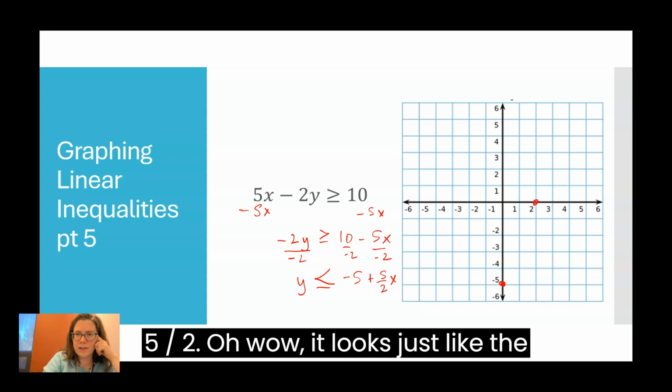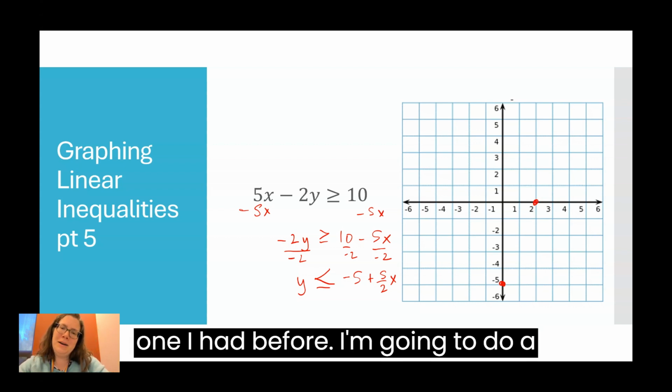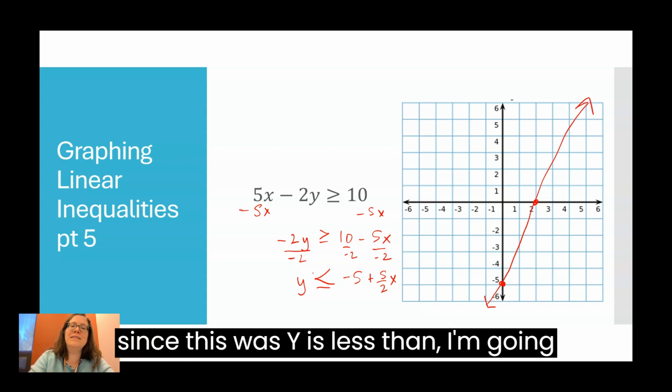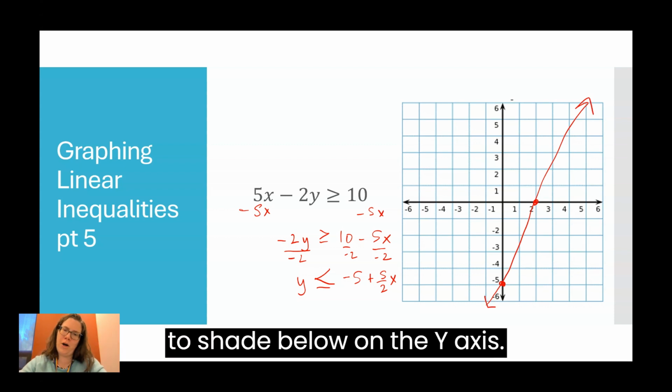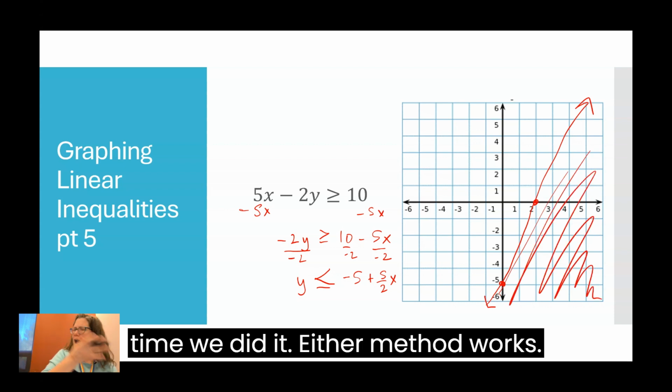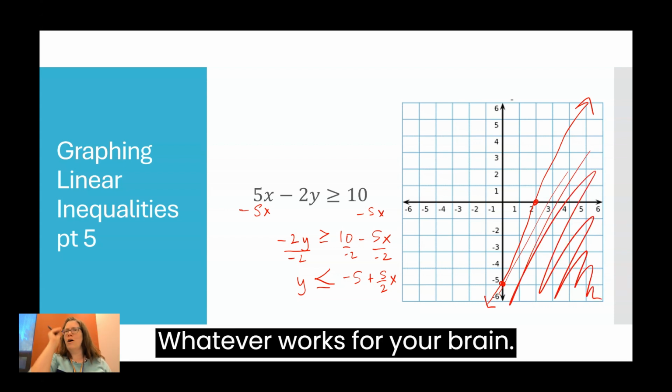Oh wow, it looks just like the one I had before. I'm gonna do a solid line. And then since this was y is less than, I'm gonna shade below on the y-axis. Fantastic, just like we had the first time we did it. Either method works, whatever works for your brain.